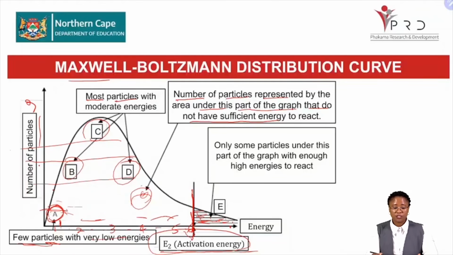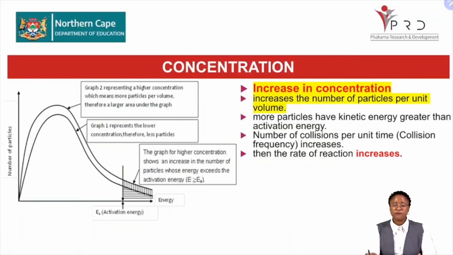I hope you guys are still with me with the Boltzmann distribution curve. Now let's look in detail at what happens when we increase the concentration. How do we apply the collision theory to increasing concentration, increasing temperature, or even increasing surface area and the other factors? All right. So for now, I want us to look at concentration. What happens when you increase the concentration? First of all, I want us to look at how you must use the collision theory in order to explain how increasing concentration affects the rate of reaction.